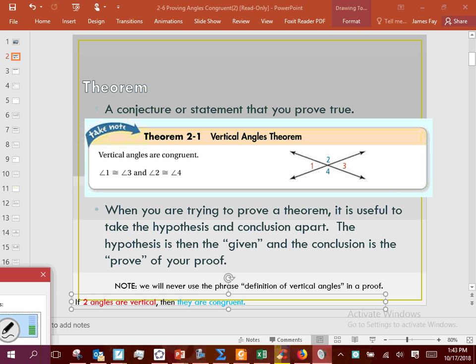Okay? The first one we come across, first theorem, is something we talked about earlier. We've used it already a little bit, and we'll continue to do that in this section. But the first theorem says vertical angles are congruent. Basically saying up there, angle 1 and angle 3, by definition, these are vertical. And 2 and 4, by definition, those are vertical. This theorem says if that's what you have, then the angles are congruent.